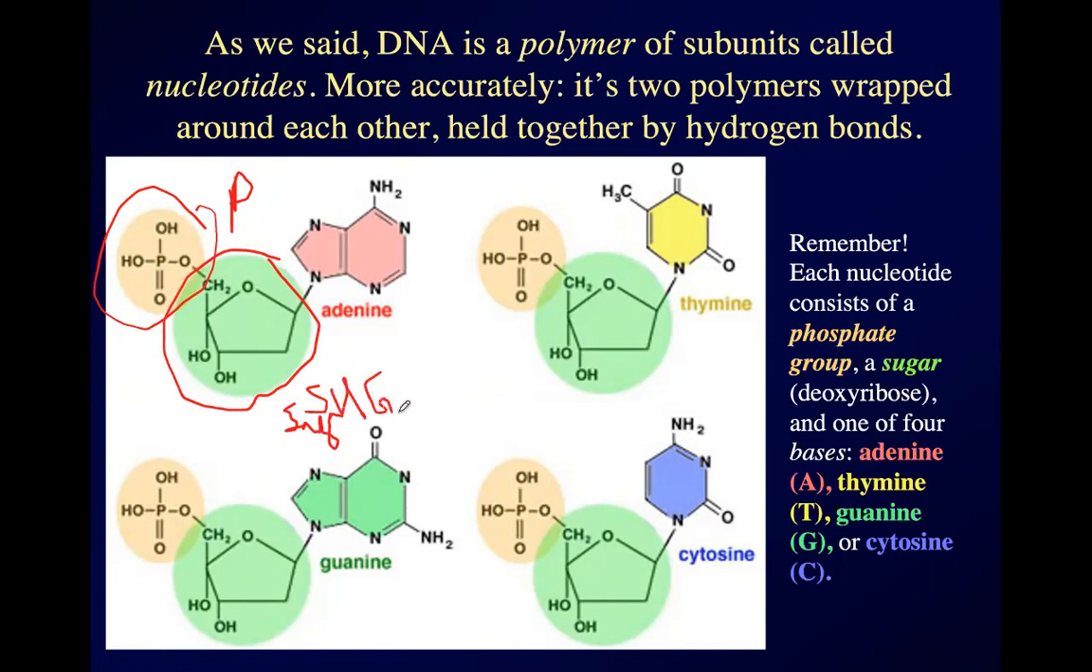Sugar. In this case, the sugar is a type called deoxyribose. And then one of four possible bases, which could be adenine, thymine, guanine, or cytosine. Okay, that's just a recap of last Tuesday.